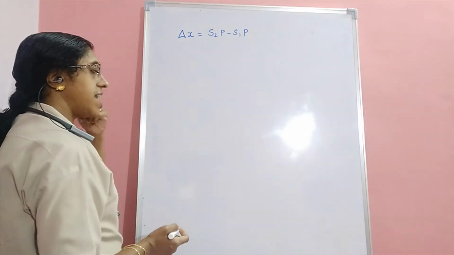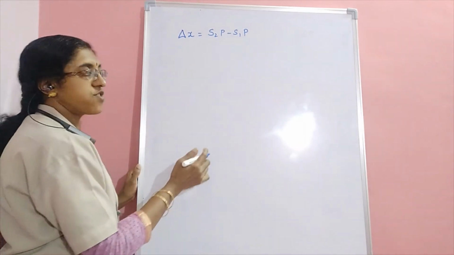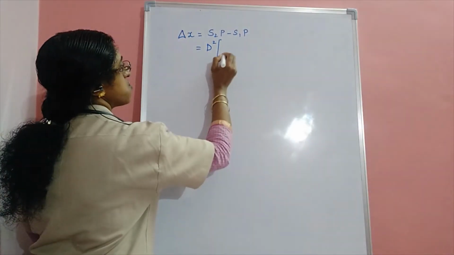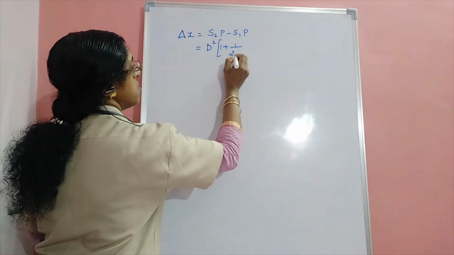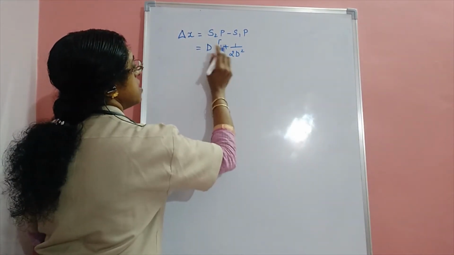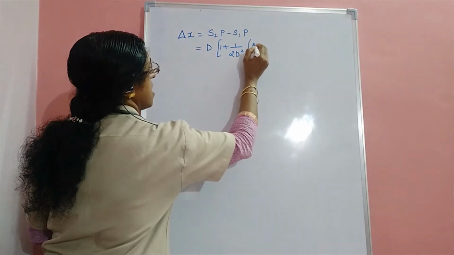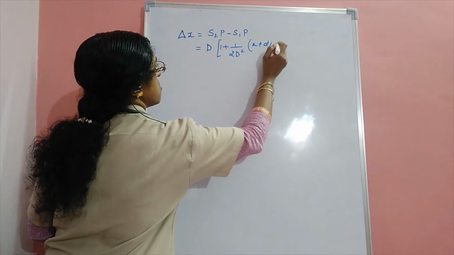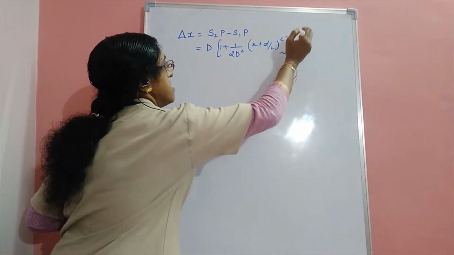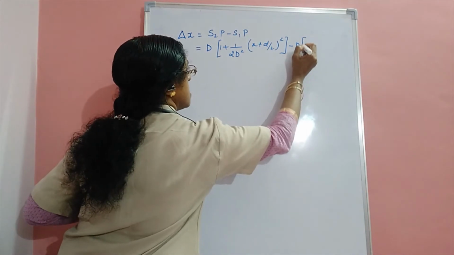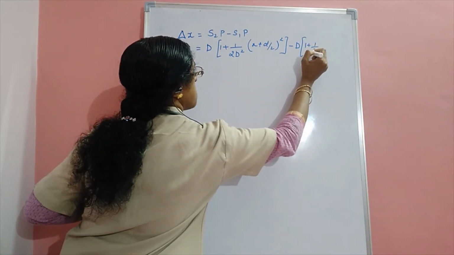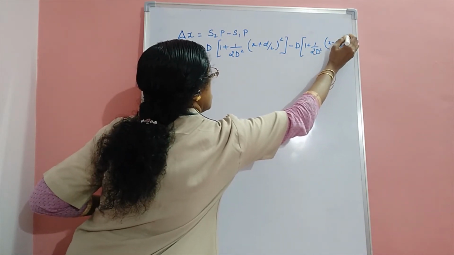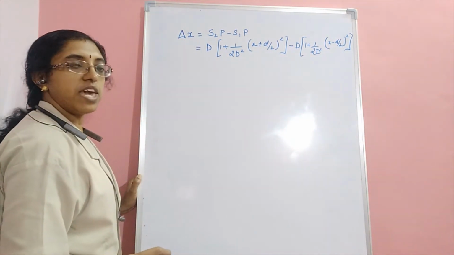After substituting the value of S2p and S1p, what do we get, children? S2p is d square into 1 plus 1 upon 2d square, it is d into 1 plus 1 upon 2d square x minus d by x plus d by 2 whole square minus d into 1 plus 1 upon 2d square into x minus d by 2 the whole square.